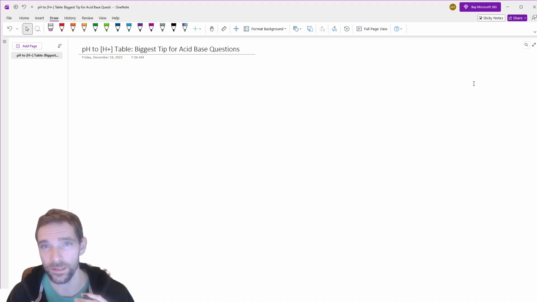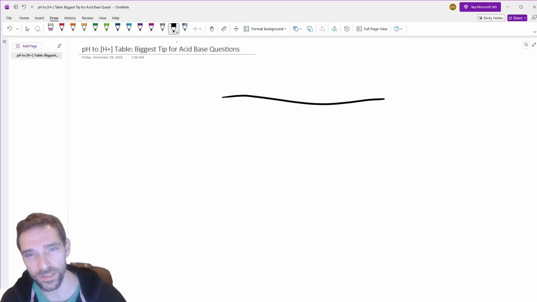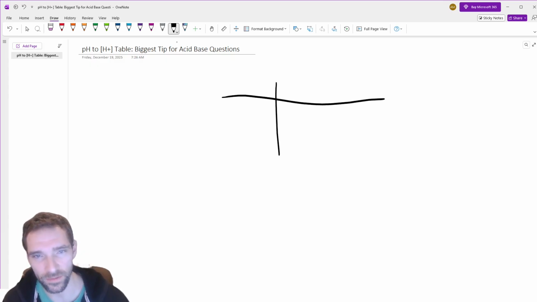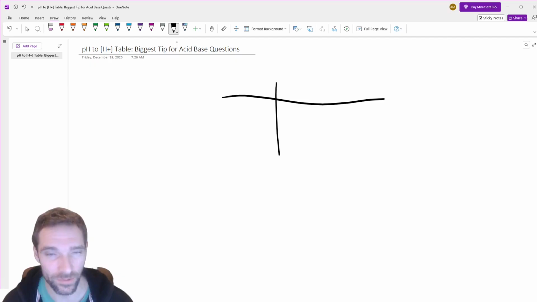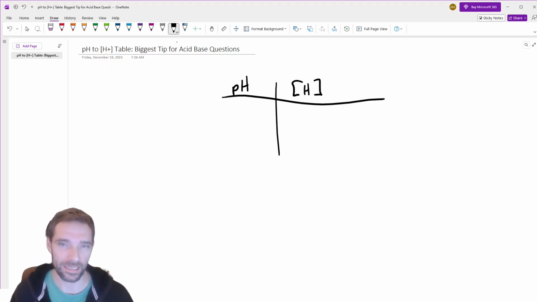This is the very foundation of doing these problems: knowing how to convert between pH and concentration of H, as well as pOH. A lot of students will understand the relationship, but when they do the stuff on their calculator, they kind of get it backwards or messed up. So my tip here is to basically just make a table and convert between these two things in that table. That will tell you what you need to do math-wise for your particular number in a question.